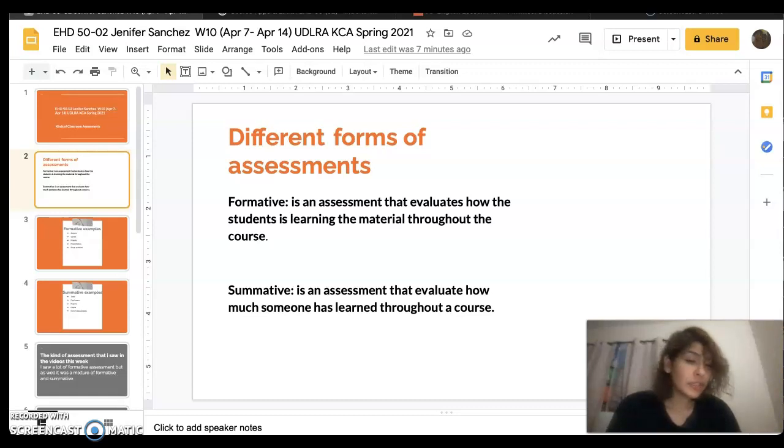So there are two different types of assessments. Formative is an assessment that evaluates how the students are learning the material throughout the course, and summative evaluates how much the students have learned throughout the course.